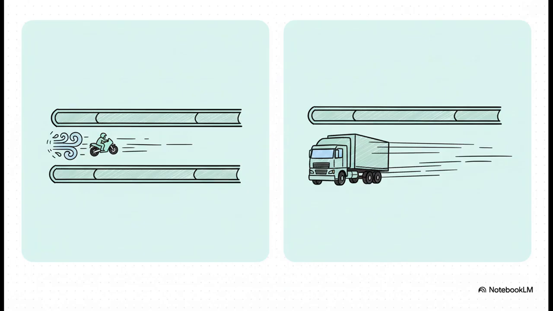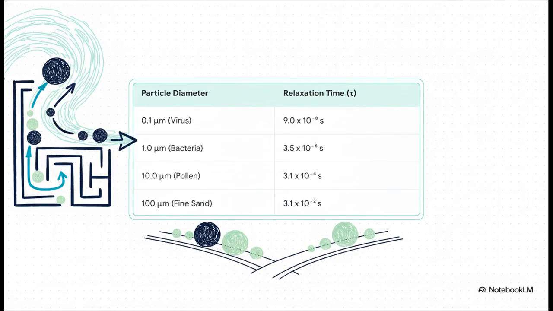It's basically the same idea. A tiny, lightweight particle is like a motorcycle. It can zip up to the speed of the air around it almost instantly. But a bigger, heavier particle, well, that's like a big ol' semi-truck. It takes a while to get going. And we're not talking about a small difference here. It is huge. Just look at these numbers. As a particle gets bigger, its relaxation time doesn't just crawl up, it explodes. That's because the physics says it's related to the square of the diameter. So even a tiny change in size creates a massive difference in how it behaves.